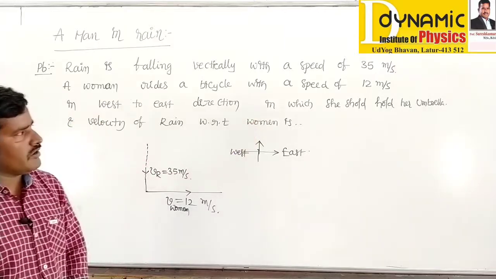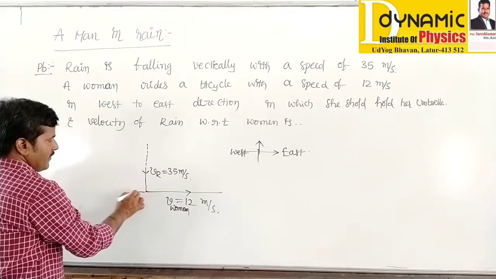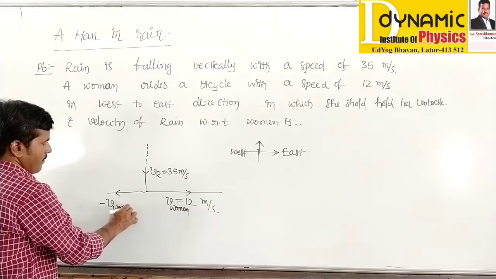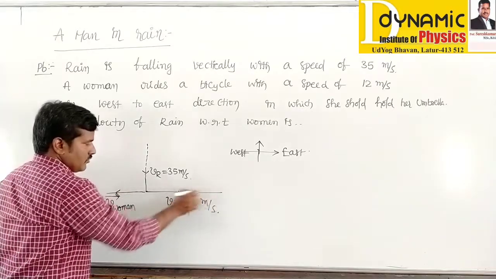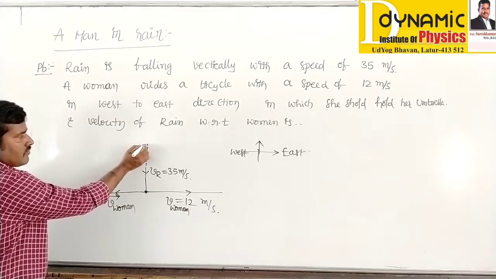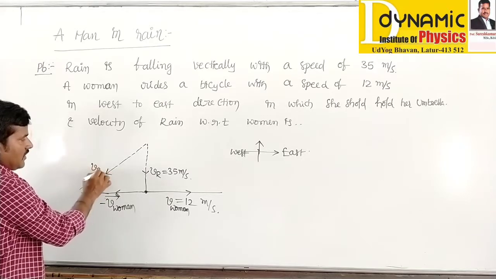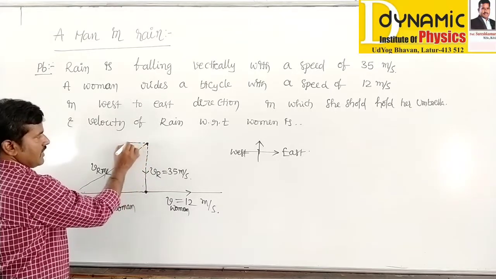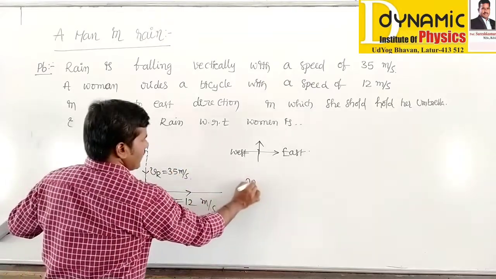In which direction should she hold her umbrella? We need the velocity of rain with respect to woman. So this is minus v woman, the opposite direction. This is the positive direction, and this is the opposite direction. So this is the relative velocity, VRM. This is VR and this is V woman. The angle is 90 degrees.